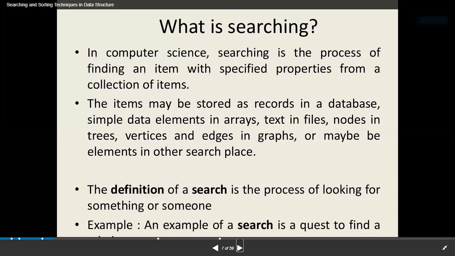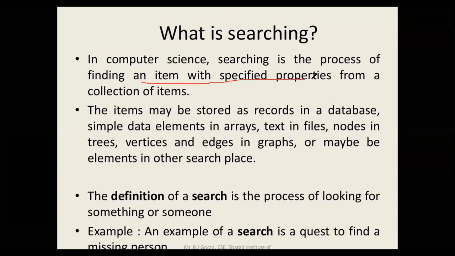Now, what is searching? In computer science, searching is the process of finding an item with specified properties from a collection of items. There are two parts to this definition that I want you to focus on: finding an item with specified properties, and second, from a collection of items. One simple example can be to find a number larger than 5, or find the value of 5. Or let's check whether a student named Rakib is present here or not. So search the student list.